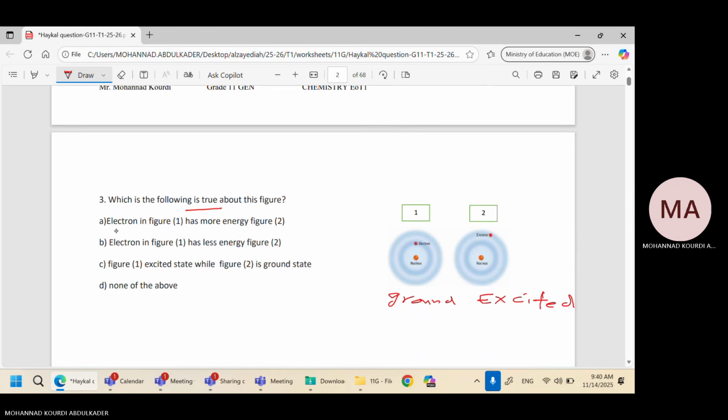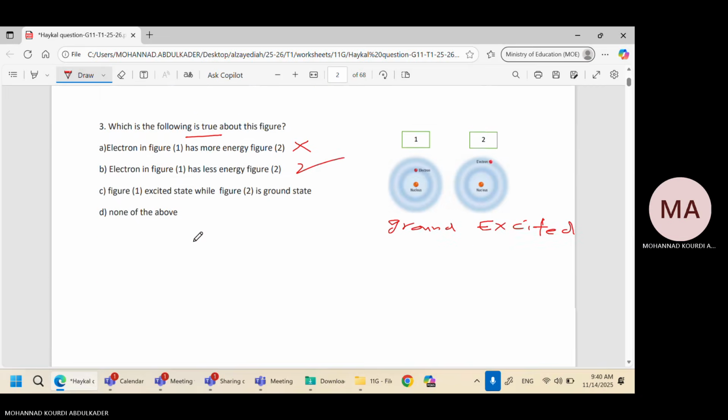So, electron in figure 1, which is this one, has more energy than figure 2, which is excited state. So this answer is completely wrong. Electron in the figure 1 has less energy than figure 2. Yes, of course, excited state has more energy than ground state. So this is the correct answer, option B.